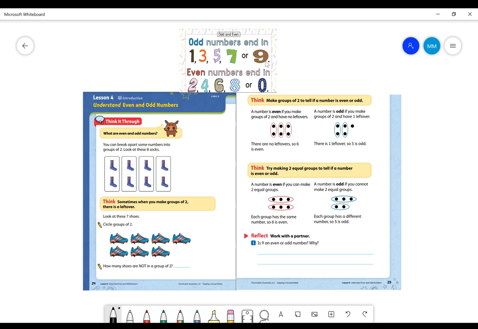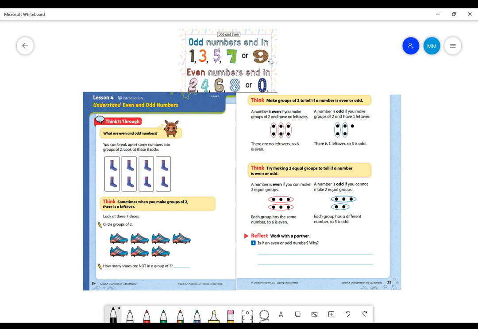Now, if you look at the top, I have a little graphic right here, and it tells us that odd numbers are numbers that end in 1, 3, 5, 7, or 9. Even numbers end in 2, 4, 6, 8, or 0. So think about when we count by twos: 2, 4, 6, 8, 10, 12, 14, 16, 18, 20. Those are all even numbers, okay? Those are numbers that end in 2, 4, 6, 8, or 0. Our odd numbers are numbers that end in 1, 3, 5, 7, or 9.